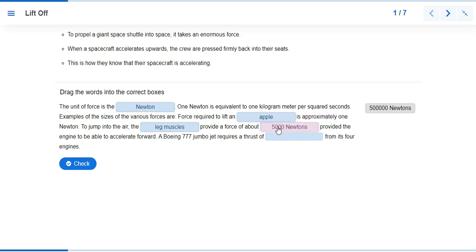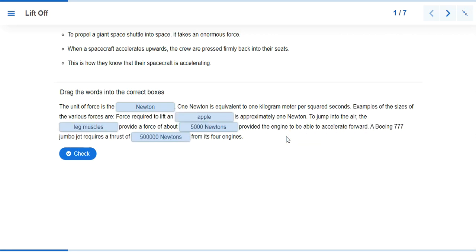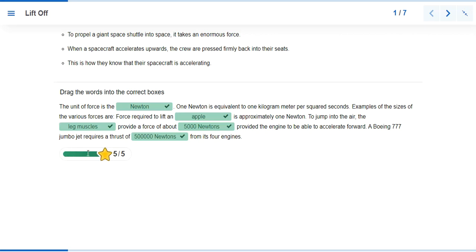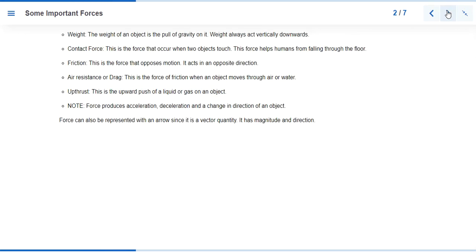Provided the engine to be able to accelerate forward. A Boeing 777 jumbo jet, that is an aeroplane, requires a thrust of 500,000 newtons from its 4 engines. So let's check and see. That's good. Moving on.